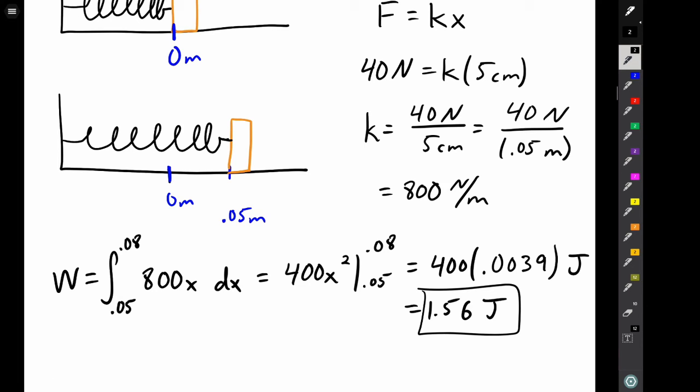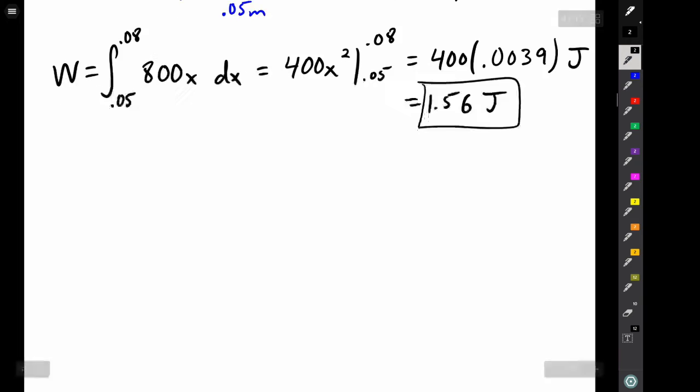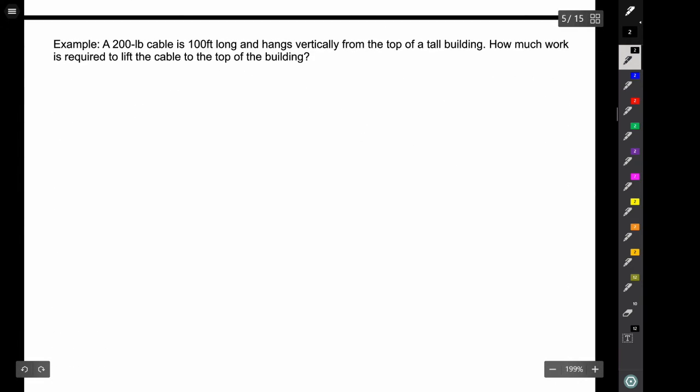Okay. So hopefully that wasn't too bad. Again, we just have to sort of look at how things are going. Now let's do one more problem here. Here we have a 200-pound cable, it is 100 feet long, and it hangs vertically from the top of a tall building. How much work is required to lift this cable all the way to the top?